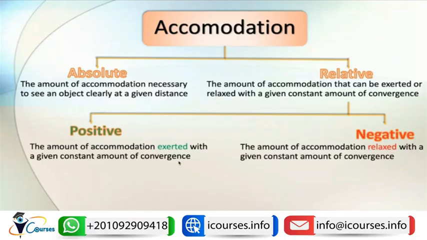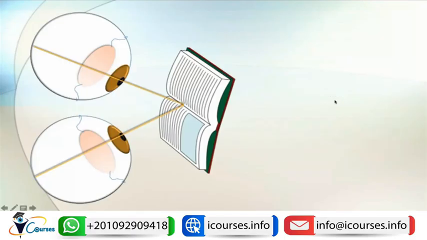So can this be measured? The answer is yes. The positive relative accommodation can be measured, and the negative relative accommodation can be measured using lenses. So how can this be done? Let's see. If we have here now a certain amount of convergence, so this eye converges and this eye converges at this book at a certain amount. So I need this lens to be contracted by a certain amount. Now I need to know what these terms are.